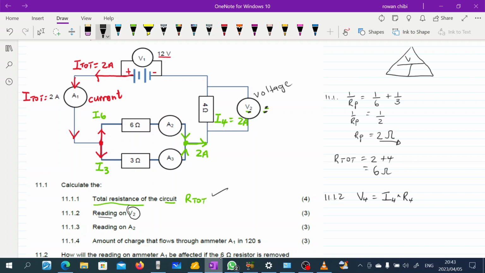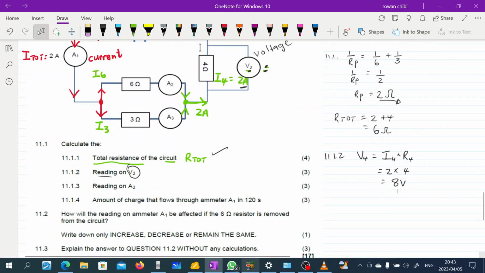Go back to your rectangle. V is equal to I times R. So what is the current of the 4 ohm? It is 2 amps. Multiply. What is the resistance? It is 4. So 2 times 4, that's 8 volts. So we get the voltage of V2, the voltage across the 4 ohm, to be 8 volts.